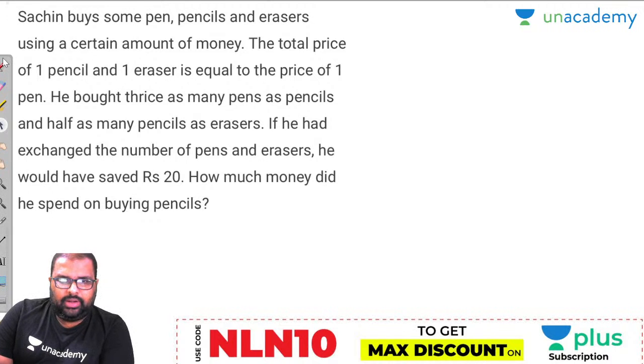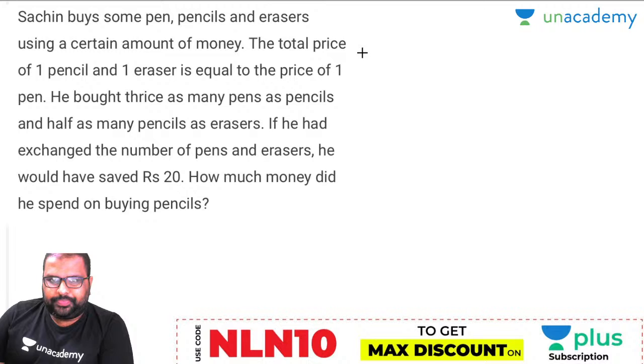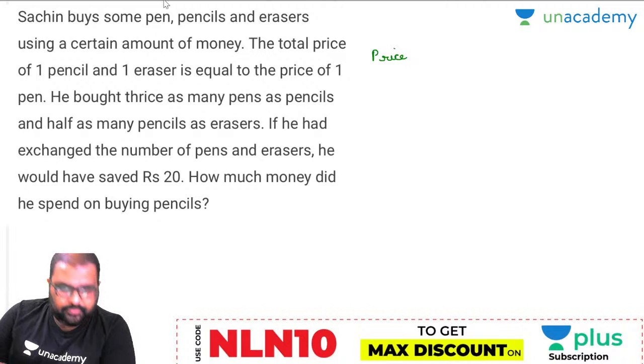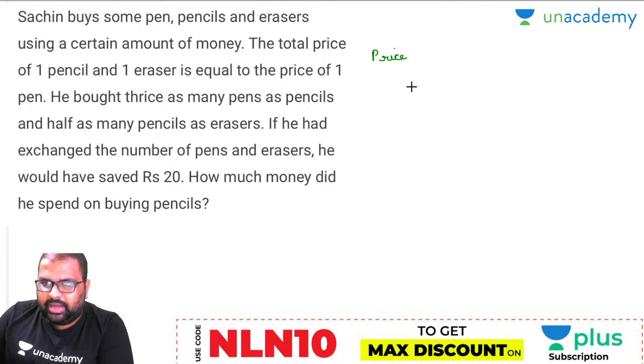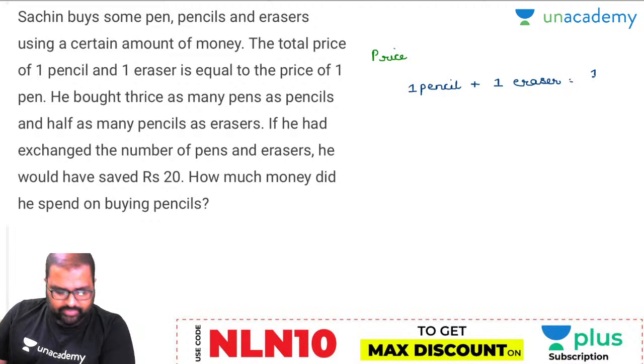So here you go, see here, I'll do it as simple as possible. Now what I will do is I will take like this: price of one pencil. The point given here is the price of one pencil plus one eraser is equal to the price of one pen, it seems. Am I right or wrong? Is this the point given there?